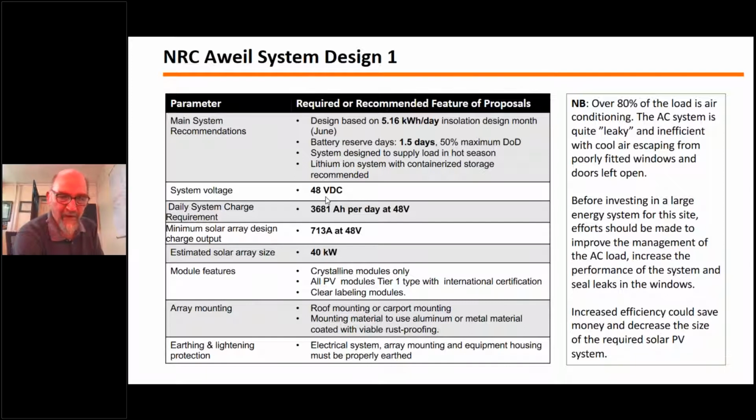We want the system to be 48 volts. We want the daily system charge to be 3,681 amp hours a day. I'm a little bit technical there, but at 48 volts. We want the solar array to produce 713 amps at 48 volts. So we need it to be about 40 kilowatts. And then the module features, the array mounting, and the earth and lightning protection have to be there. Next slide.